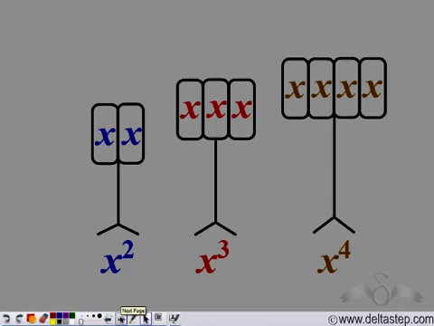So here x is multiplied 2 times, so it acquires a power of 2. We write it x raised to the power 2 and we can call it x square. Here x multiplies with itself 3 times and it acquires a power of 3. So we call it x cube or x to the power 3. Here x multiplies with itself 4 times and acquires a power of 4. So this is x to the power 4.